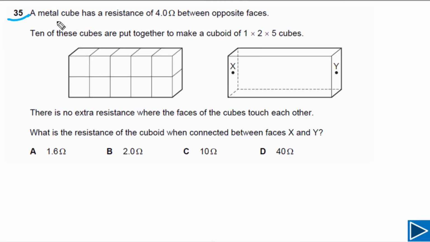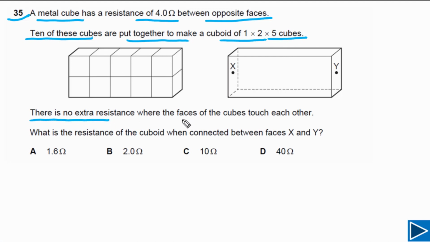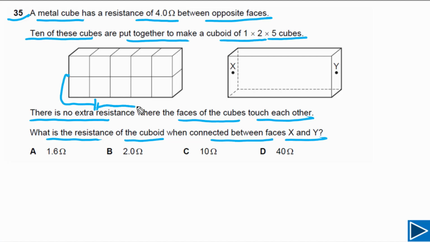For question number 35, it is given to us a metal cube has a resistance of 4 ohms between opposite faces. 10 of these cubes are put together to make a cuboid of 1 by 2 by 5 cubes, as you can see here. So this one is the cuboid. There is no extra resistance when the faces of the cubes touch each other. What is the resistance of the cuboid when connected between faces X and Y? Means if we connect a power supply here across faces X and Y, what is the resistance of this cuboid?